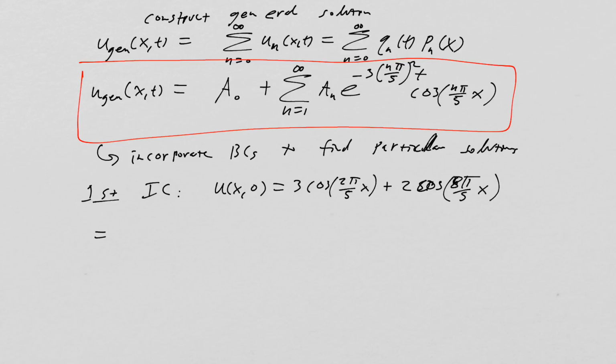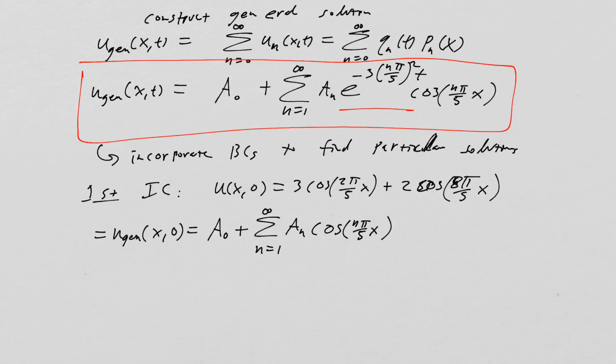Let's set these equal. So now we have to take the u general and evaluate it at time equals 0, and we're going to get A0 plus the sum n equals 1 goes up to forever of an. And notice here that the exponentials, when you evaluate t at 0, become 1. So we just get this. All right. So clearly here, this is a cosine series. All right. But we should be able to read off the things.